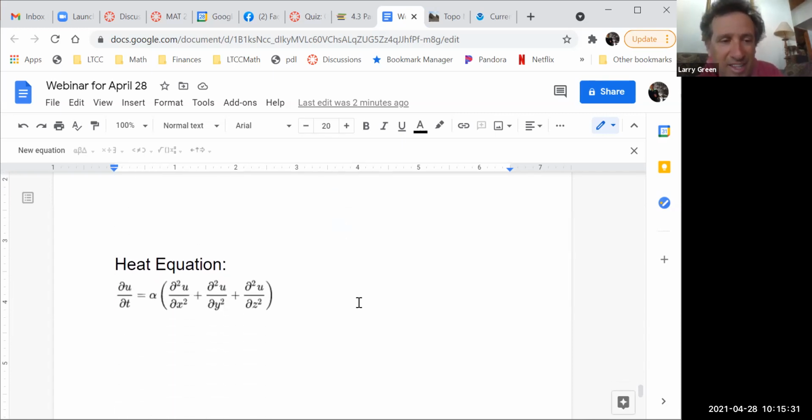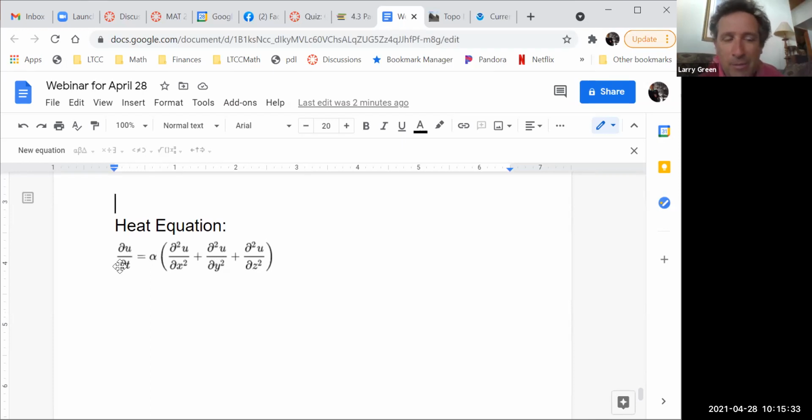Then there's the heat equation. That's the old, you open up a window and then you see what the temperature is. Then del U over del t equals alpha times the second partial of U with respect to x squared plus the second partial of U with respect to y squared plus the second partial of U with respect to z squared. And that's called the heat equation. And that, notice, is also a partial differential equation. Easier to solve than Schrodinger's, but still tough. So we're out of time, but I wanted to give you examples. And let me stop the recording.